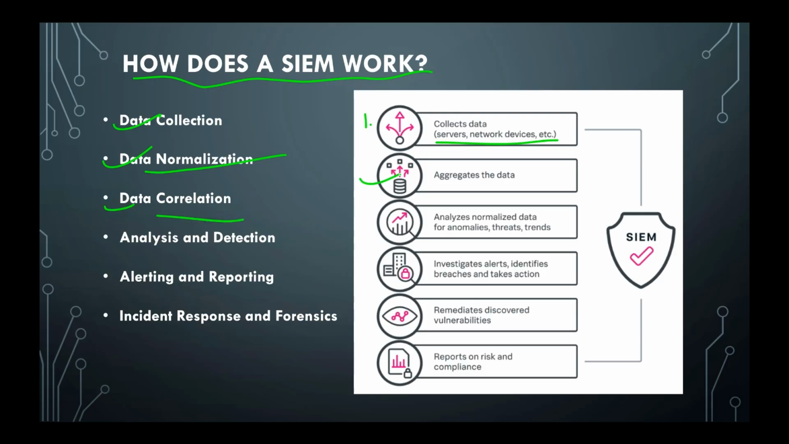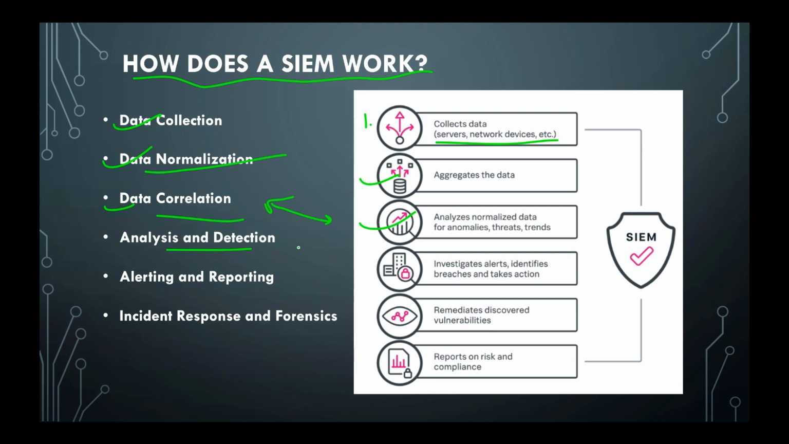Correlation. Correlation is the cool part. The SIEM connects the dots. For example, a failed login attempt from one IP followed by a successful login and then a large file transfer. So boom, that could be a brute force attack followed by data exfiltration. So SIEM can easily connect the dots.